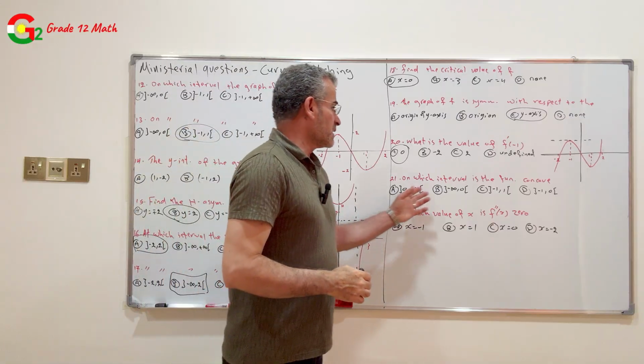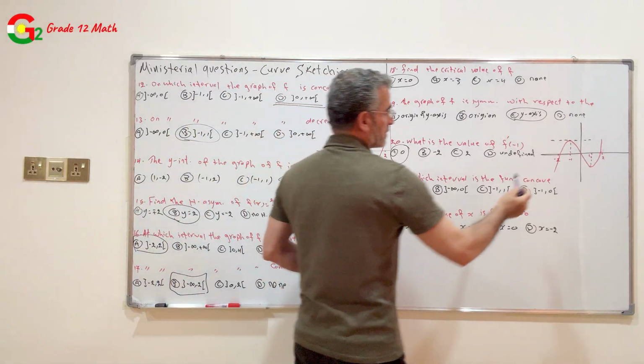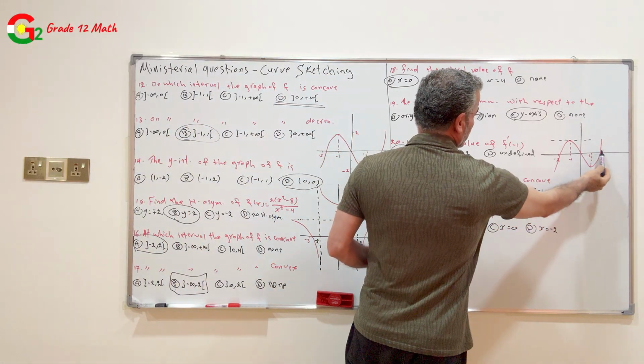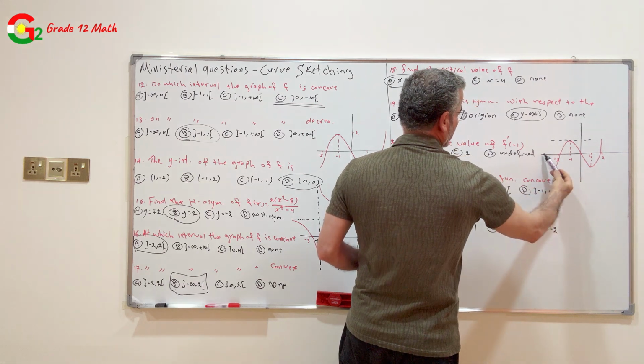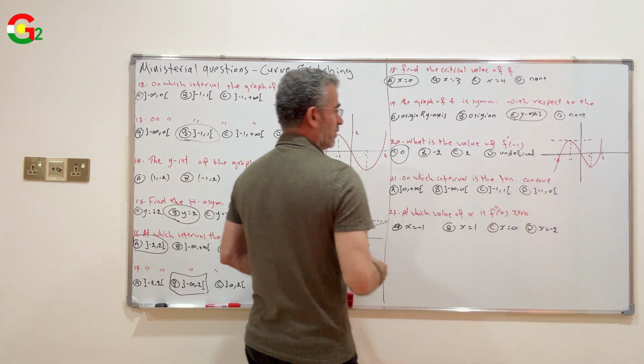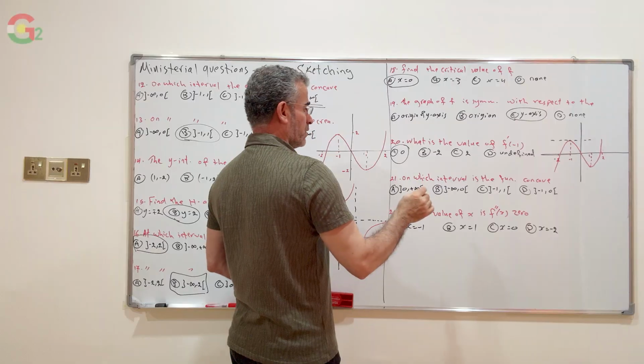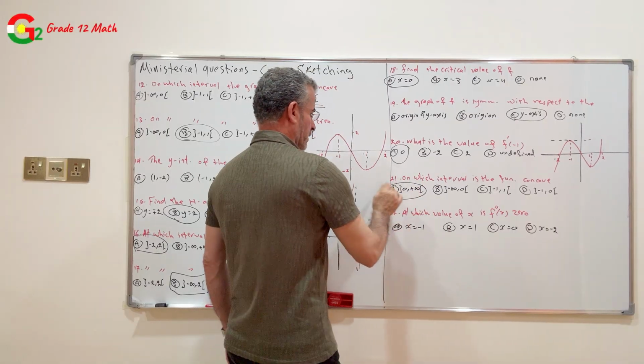On which interval is the function concave? The function is concave from 0 to positive infinity and convex from negative infinity to 0. Therefore, the right choice is 0 to positive infinity.